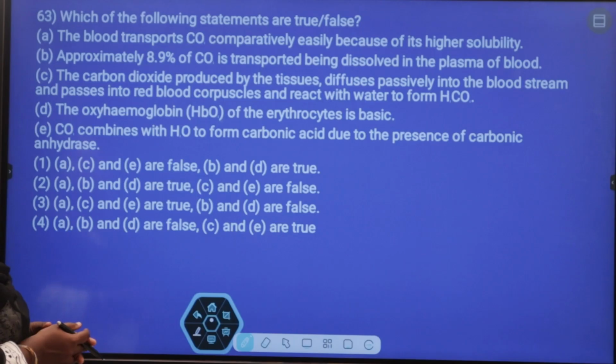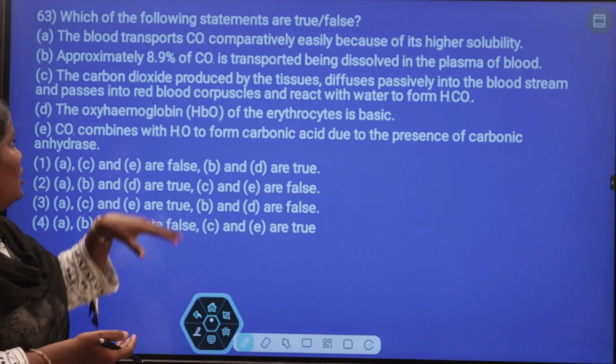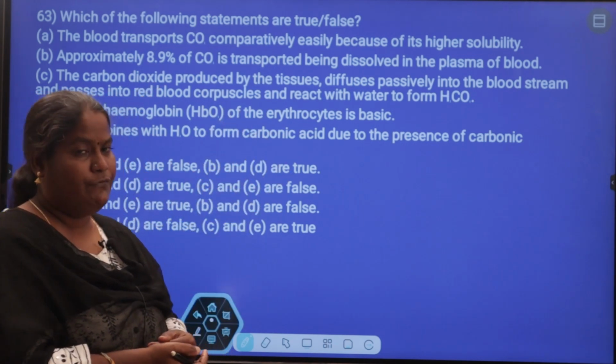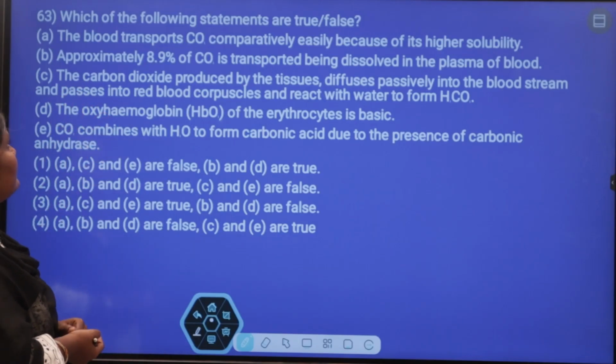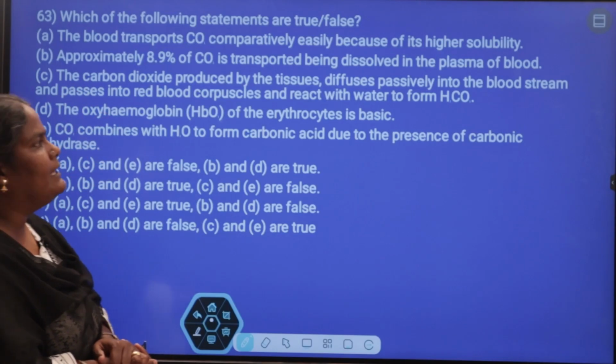This is a statement question regarding body fluids and circulation. Which of the following statements are either true or false? You have to read all 5 statements and identify which one is true and which one is false. Number 1, the blood transports CO2 comparatively easily because of its higher solubility.